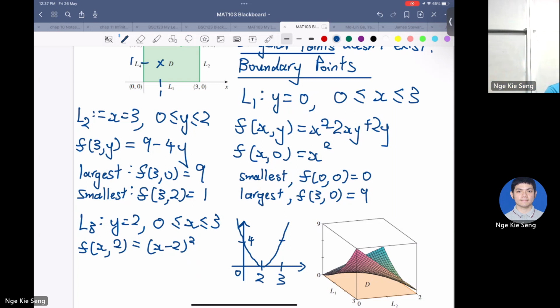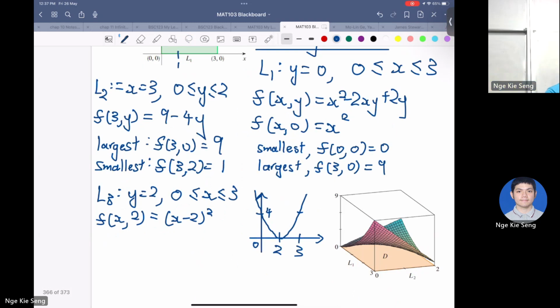I think this is the right shape. The smallest is at 2. Where's the highest? Don't be misled by this shape. You need to actually check the value at the endpoints. When x equals 0, you get 4. When x equals 3, you get 1.